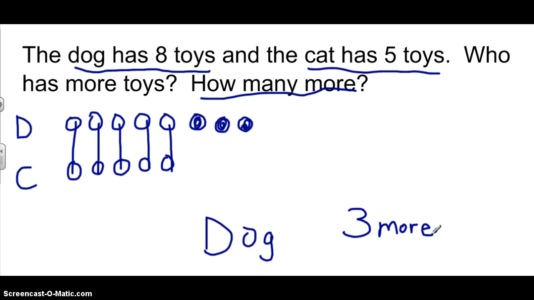Well, if I was going to write a number sentence, remember I'd write a subtraction sentence, and I have the number 8 and 5. Do you remember in a subtraction sentence what number goes first? You're right, the bigger. 8 of the dog toys minus the 5 cat toys equals how many more toys? 3. Great job. Let's take a look at another one.